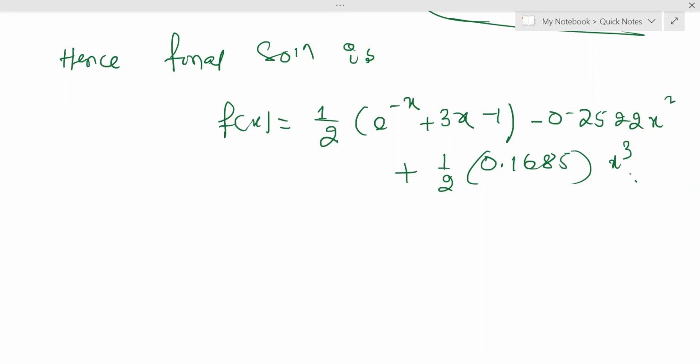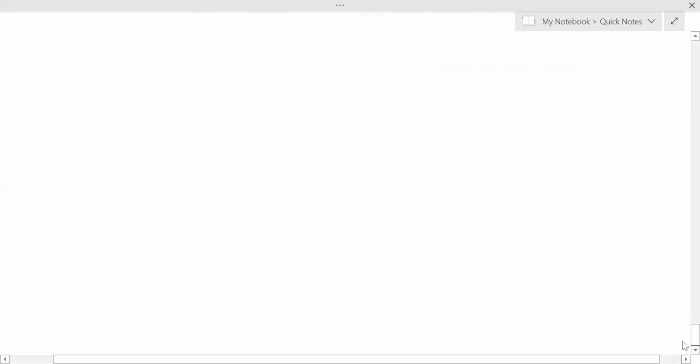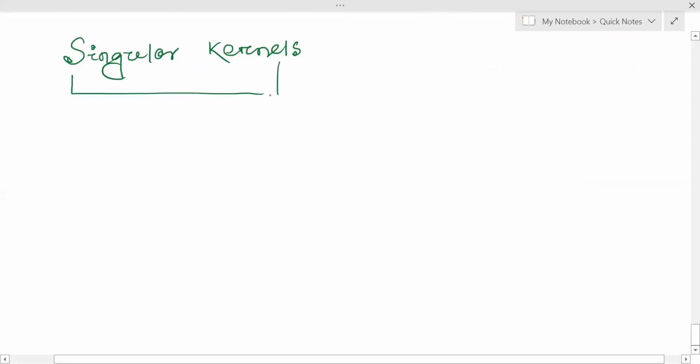Then we'll come to some problems for discussion with singular kernels. अभी हम डिस्कशन करेंगे सिंगुलर कर्नेल्स. सिंगुलर कर्नेल्स क्या हुआ? Singular kernels.